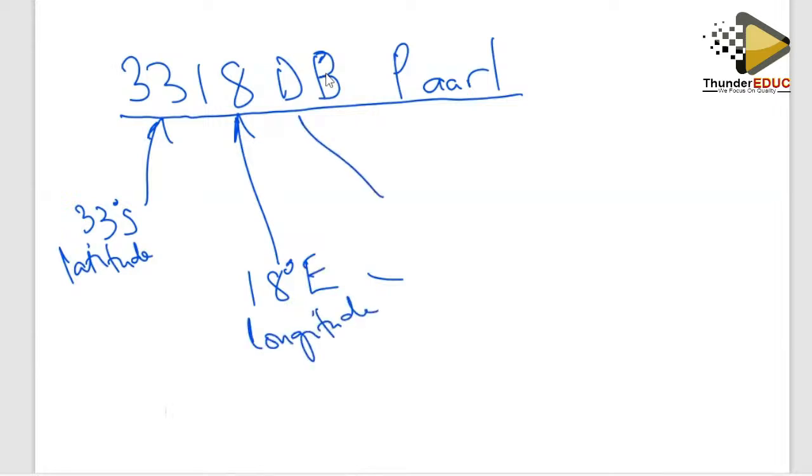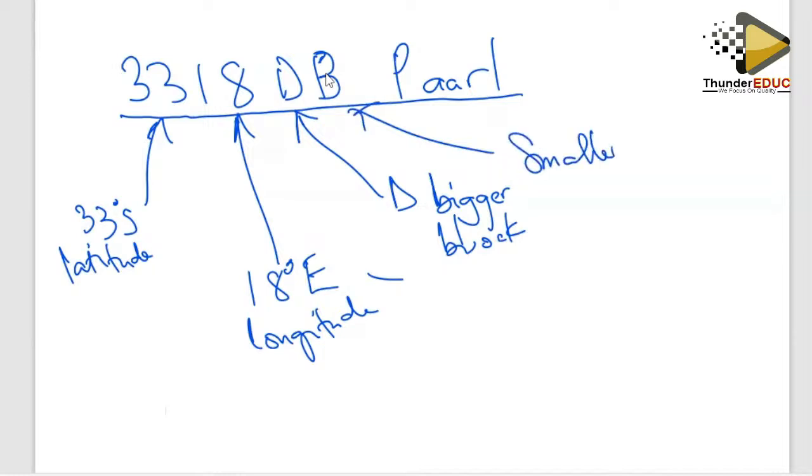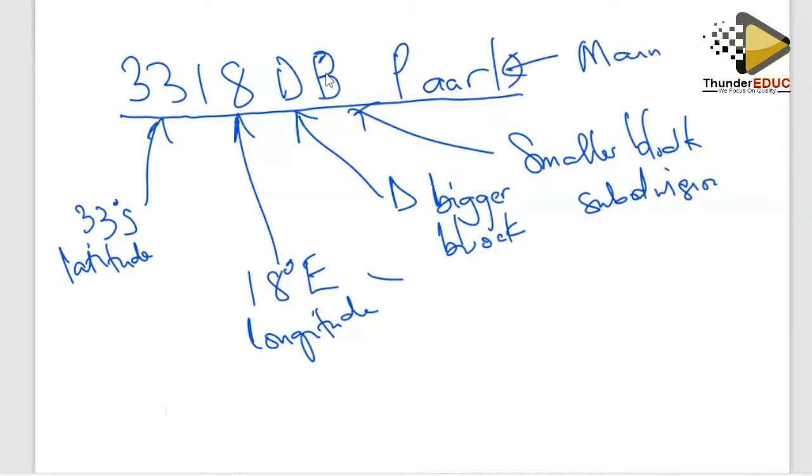And then we come to our D. What does it mean? D is for bigger block subdivision. And then our B is the smaller block subdivision. Right. Then our PAL, this is the main settlement occupied by the map. So basically, that's the meaning of that 3318 DB PAL.